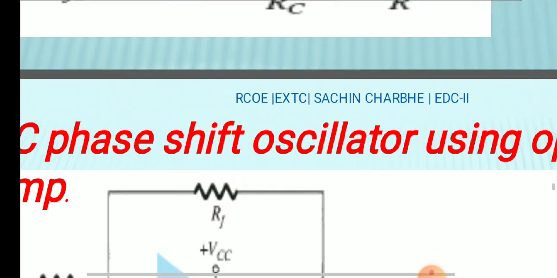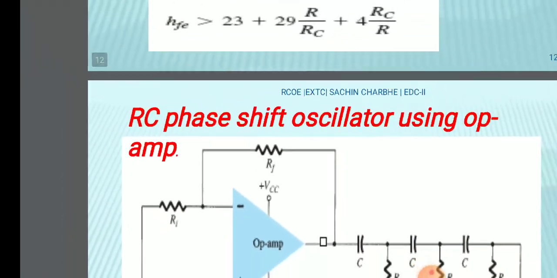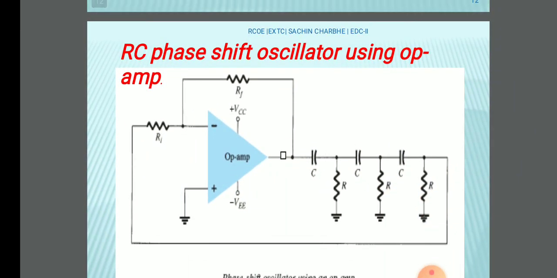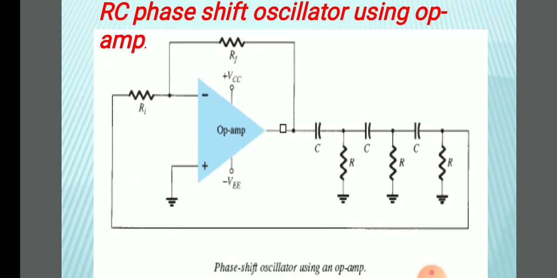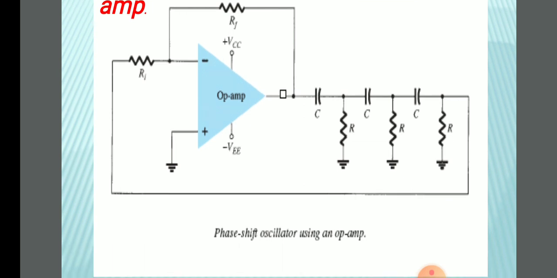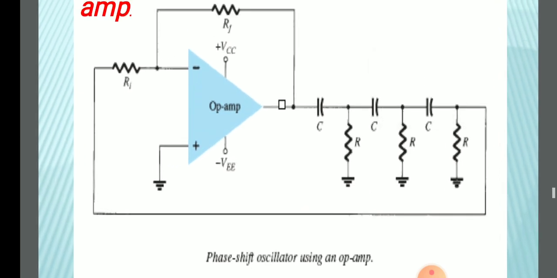Then the next slide is RC phase shift oscillators using op-amp. So here in the amplifier we use the op-amp circuit. This op-amp is in the inverting mode. We are using it in the inverting mode, so the gain is minus Rf by R1. That is V0 by Vi. Then RC networks. Okay, so this is the phase shift oscillator using op-amp.